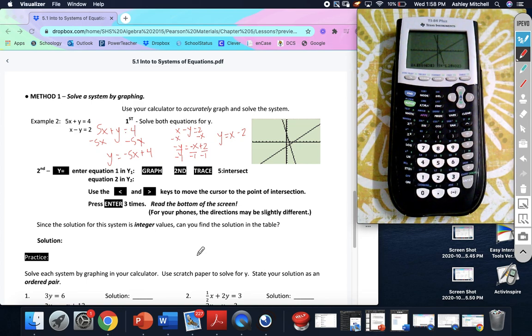So that is it for this lesson. We just need to write our solution down here. We found our solution, which we write as an ordered pair, and it was (1, -1).